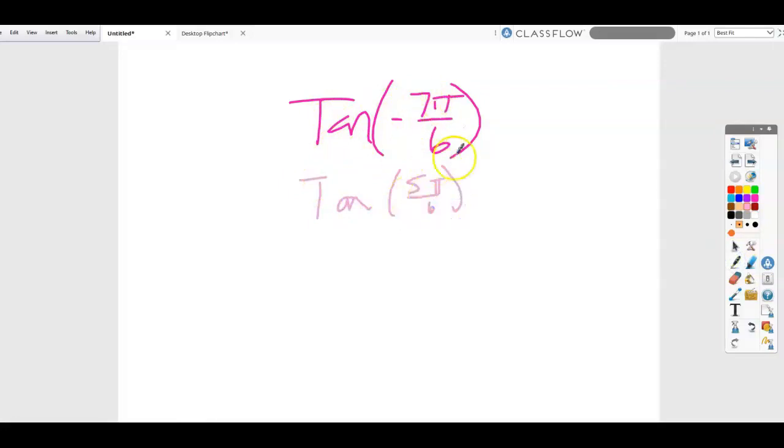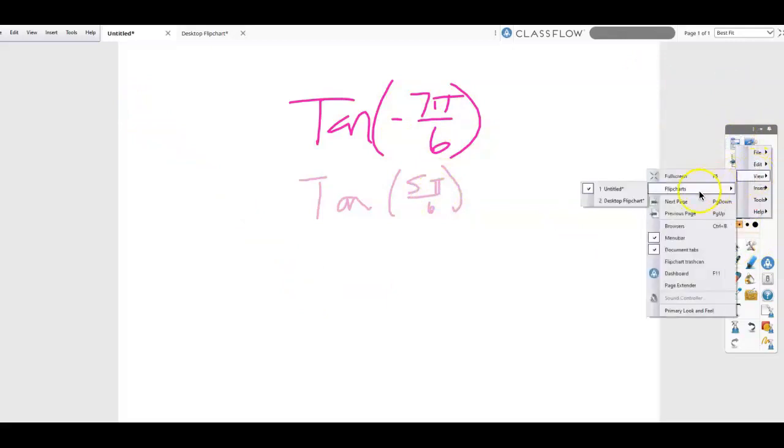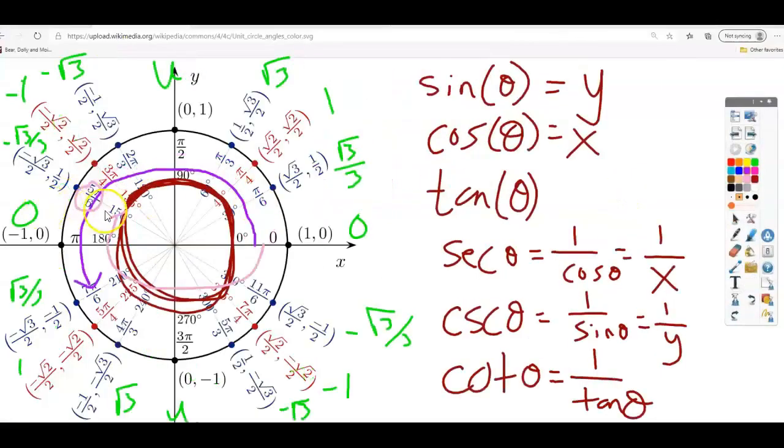Because these two angles, negative 7 pi over 6 and 5 pi over 6, are what we call coterminal. Okay, so now let's go back again. Now that we're going to do tangent of 5 pi over 6, what is it? Tangent of 5 pi over 6 is negative radical 3 over 3. So that would be our final answer.